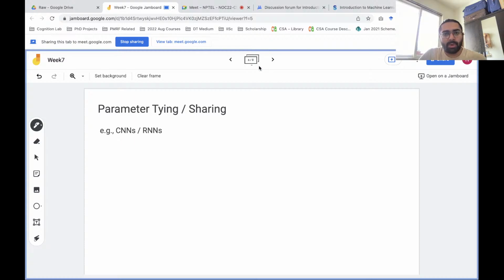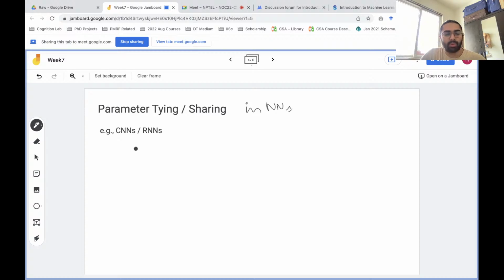Fine. So we'll talk about something called parameter tying or sharing, an approach in neural networks generally. I think sir mentioned this parameter tying approach somewhere in the ANN lectures. I'll go through a bit on how this has helped the community at large.